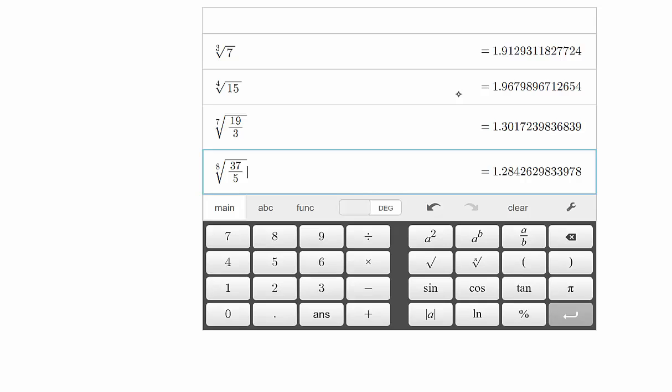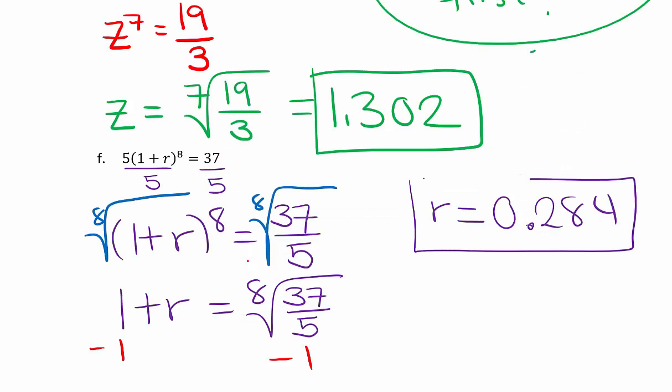So the 8th root of 37/5 is 1.284, and then to finish, I'm going to subtract that 1. So I'm going to do both of those steps in my calculator right now. And there's my final answer, 0.284. So the steps were, I had to isolate the thing with the exponent first. That was usually done by division. Then I used my root function to get rid of the exponent. And then in this case, I had to do a little bit of extra work to solve for that variable.